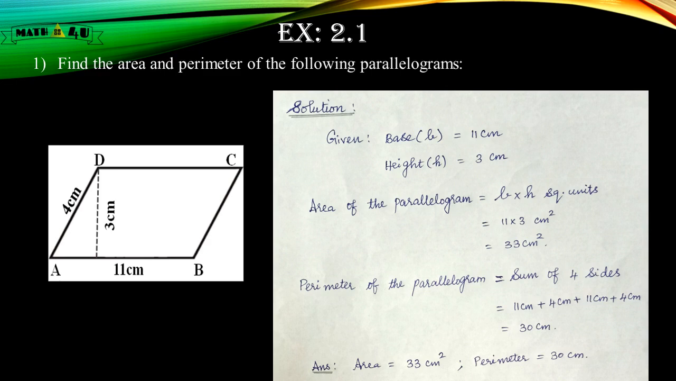Perimeter of the parallelogram is nothing but sum of 4 sides. Sum of 4 sides means you have to add all the measurements of the 4 sides. We know that in a parallelogram, opposite sides are equal. Therefore, 11 plus 4 plus 11 plus 4 centimeter, that is equal to 30 centimeter.